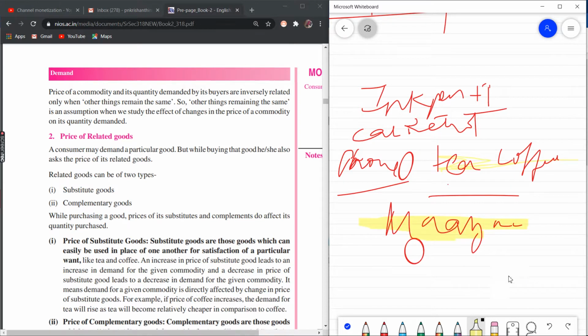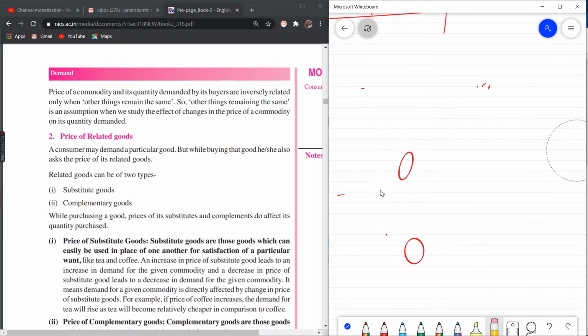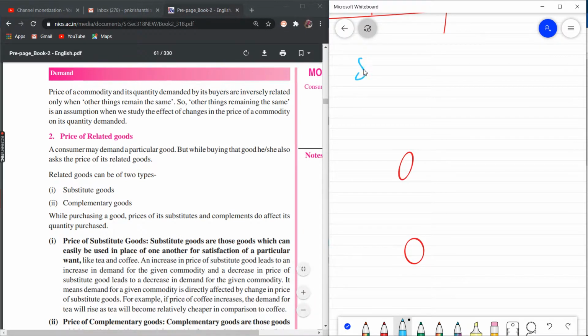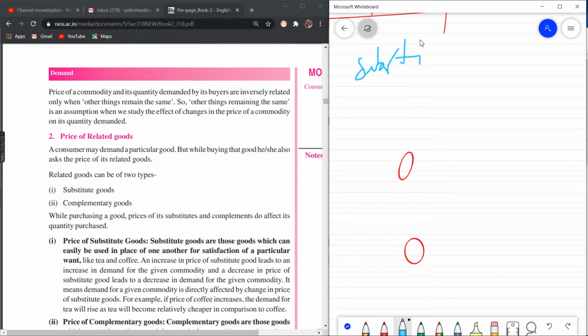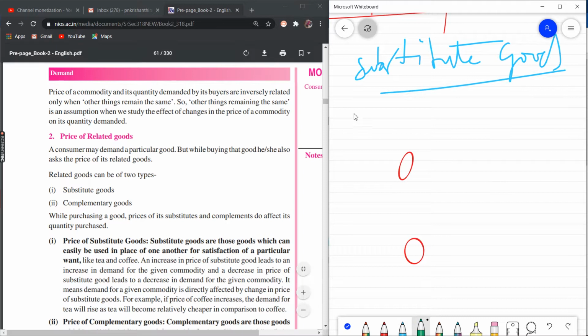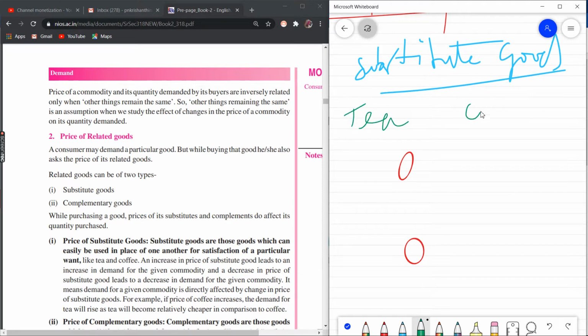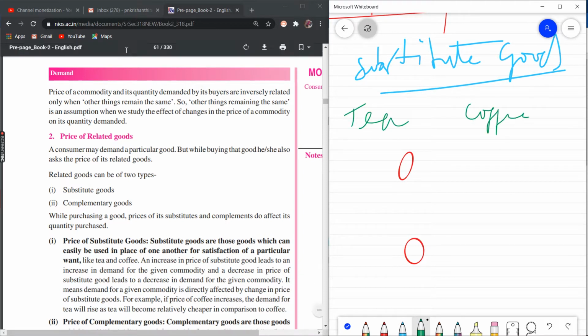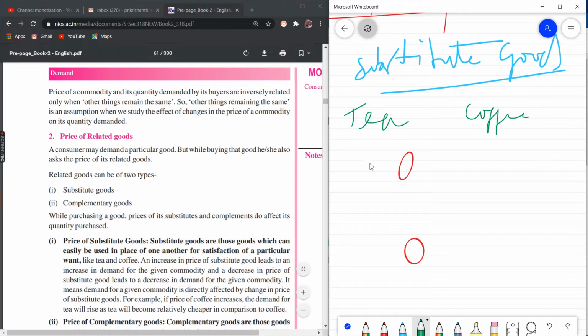I hope you are clear with this. So this is what substitute goods and complementary goods are. But you may wonder how substitute goods and complementary goods affect demand. Let me take the example of substitute goods, say tea and coffee. When you look at both of these, they are the same.